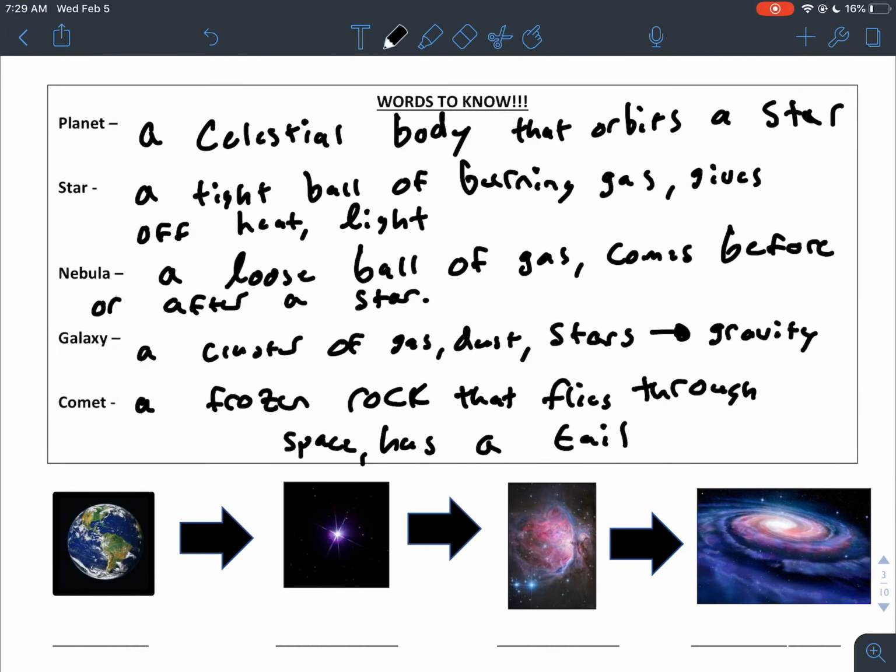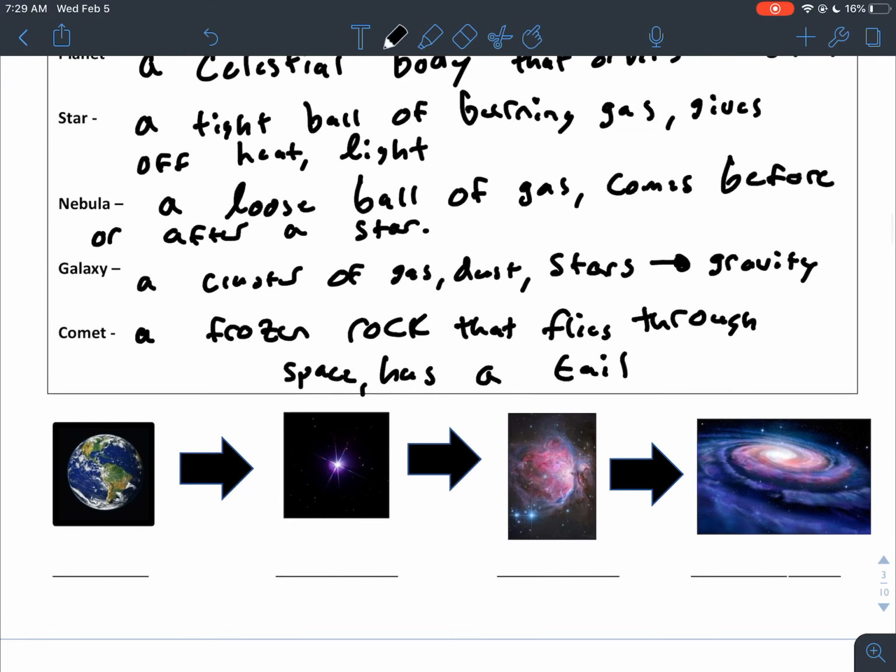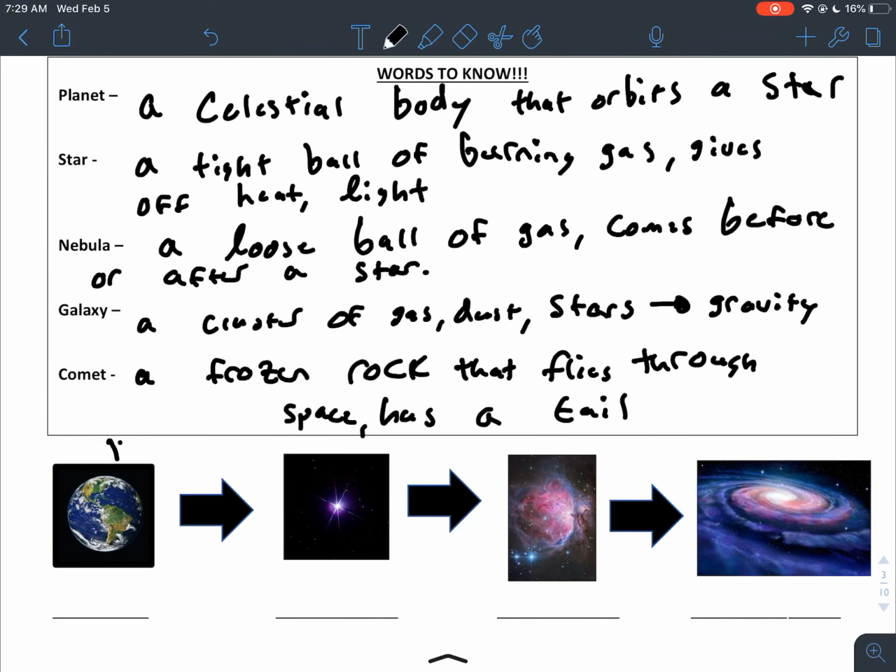So those are the words you need to know, and the last thing you gotta be able to do is to put the first four in order. So planet, star, nebula, galaxy. You're gonna be asked to put them in order of increasing or decreasing size, increasing and decreasing mass. So the first one right over here, y'all already know what this is. That's Earth. That's a planet. The smallest thing is a planet. One question will ask you about a moon. Remember that moons are smaller than planets, but we talked about moons last class. Right? Planet is the smallest thing in today's lesson.